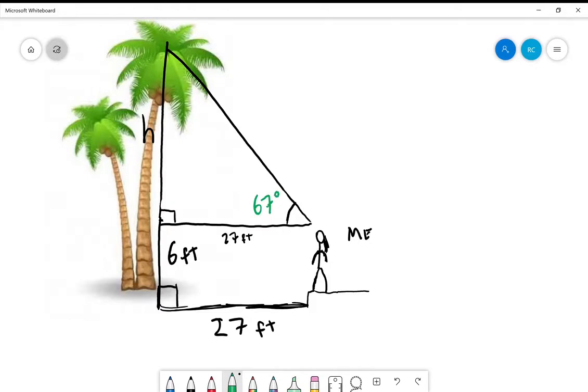Okay? So what I'd like you to do is pause the video, see if you can figure out the total height of the tree. Now remember, whatever you get for h here, you're going to have to add 6 to it, because I'm taking the measurement from 6 feet off the ground, right? So whatever you get for h, make sure you add 6 to it. Ready, set, go.